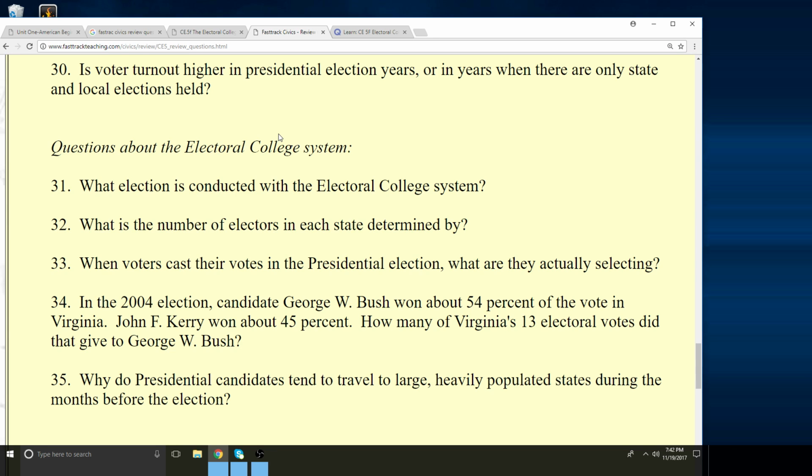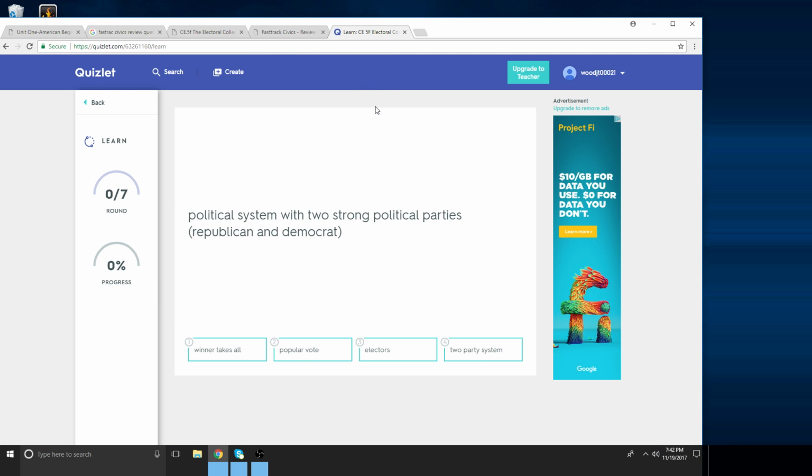So, let's do some Quizlet really quick. And that's really it in a quick way. So let's go ahead and do this. Political system with two strong political parties. This one's kind of common sense. Who's it going to be, Miriam or Chase?